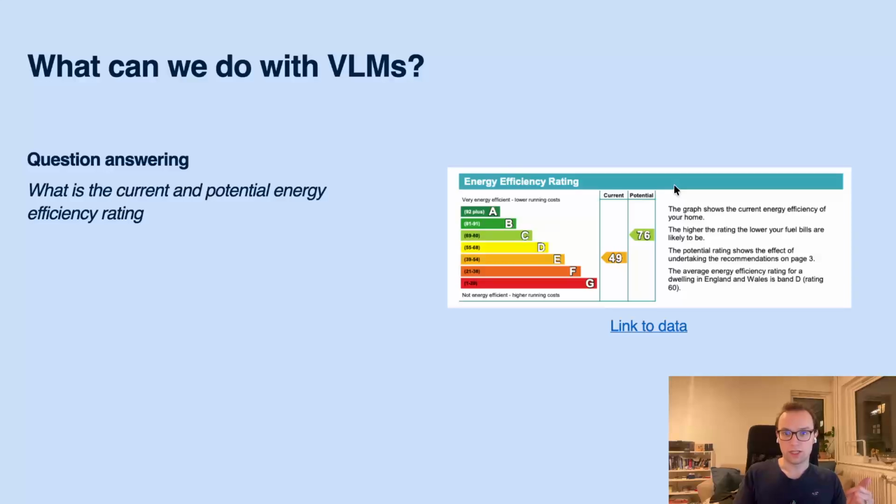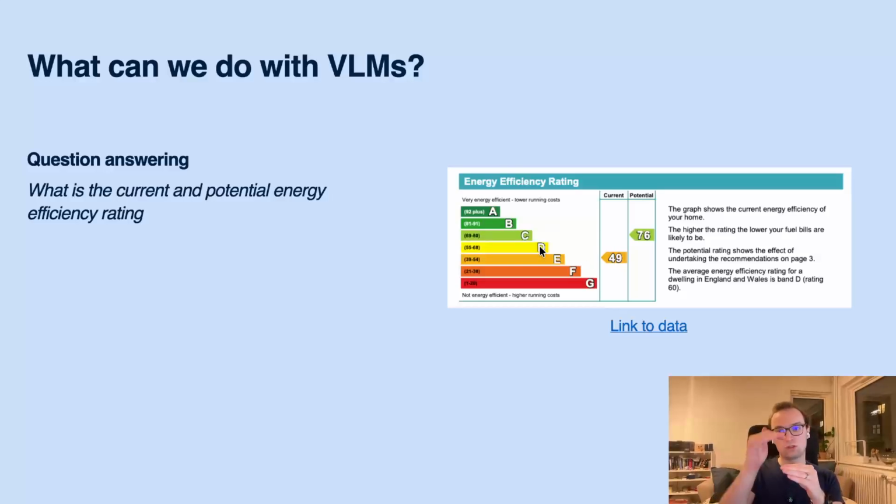So question answering. What is the current and potential efficiency rating? That's a very common question we see. This is again an example document that I found online. And this is a very interesting document actually, because again, you could do OCR and it would go left to right, top to bottom, but it would be somewhat challenging for the OCR to know which efficiency rating this building has, right? So we have the current one, 49, and the potential one, 76.